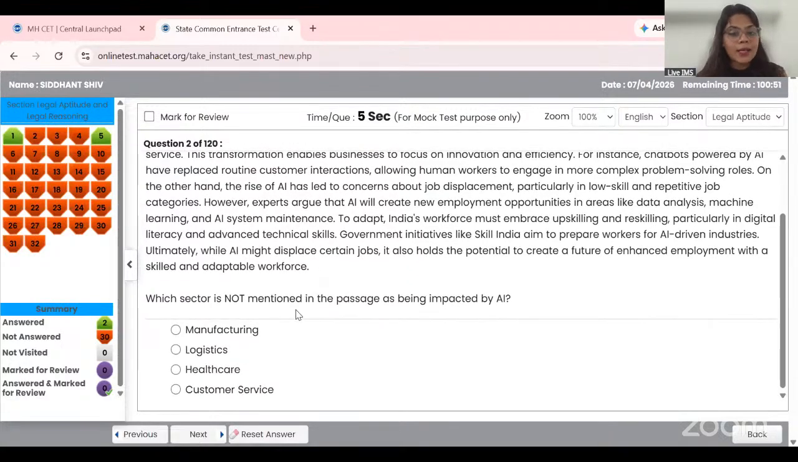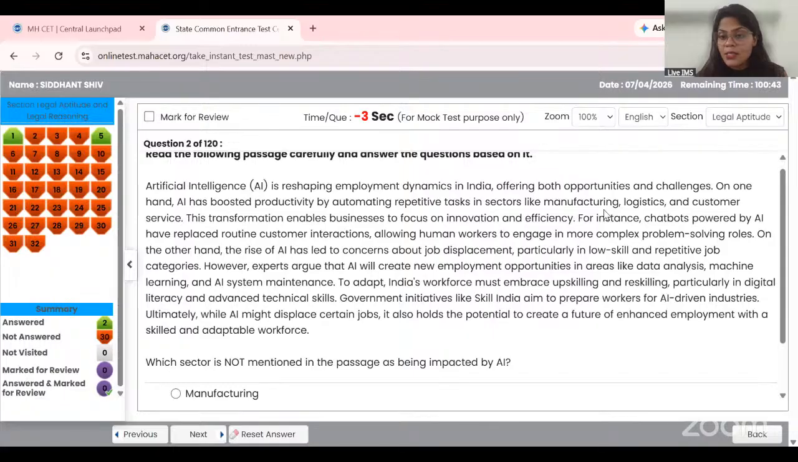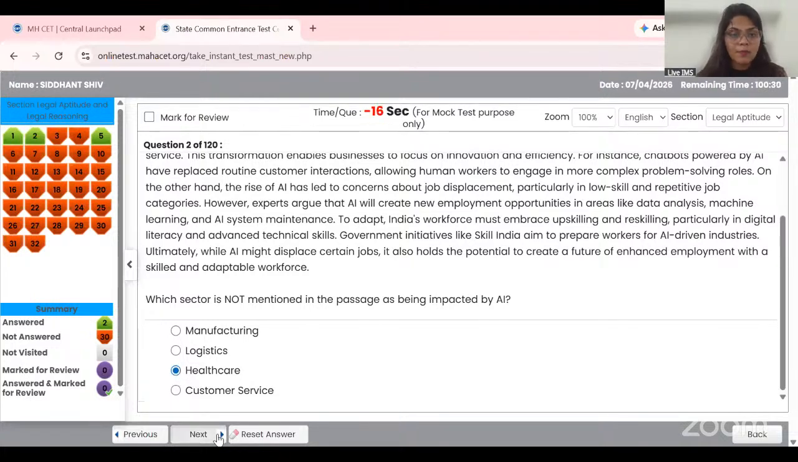So now let us look at the second question. Which sector is not mentioned in the passage as being impacted by AI? So here there are certain sectors being mentioned, which are manufacturing, logistics, and customer services. So here you see that manufacturing is already there, logistics is there, customer services is there, healthcare is not there. So this is going to be our answer.